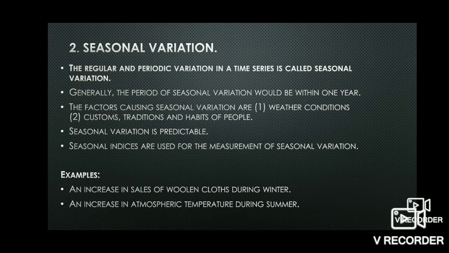So the second component, that is seasonal variation, is a regular and periodic variation in a time series. Examples of seasonal variation are an increase in the sales of woolen clothes during winter and an increase in atmospheric temperature during summer. These occur periodically, that is, whenever winter comes every year, the sales of sweaters, jackets, etc. increase. Or whenever a new academic year starts, there is an increase in the sale of notebooks and other stationery products. So this occurs periodically, and the period of seasonal variation would be within 1 year.